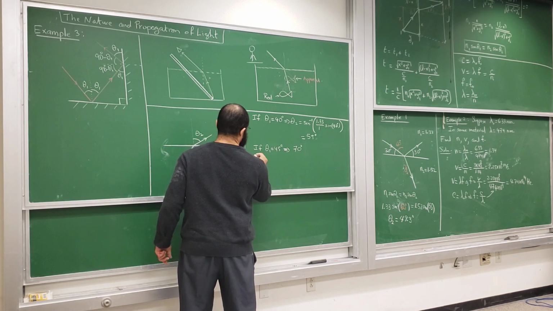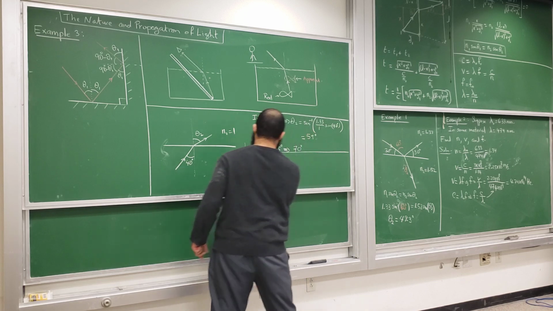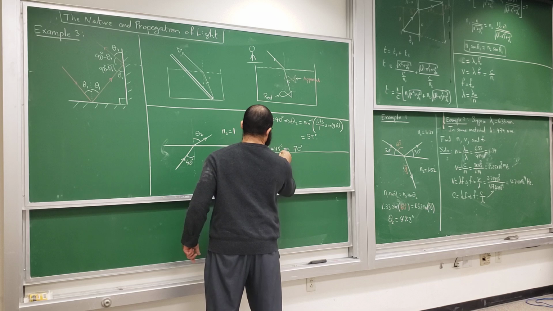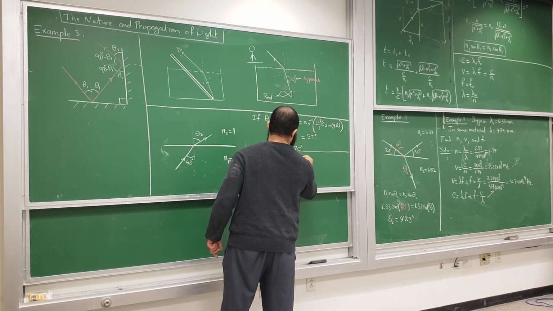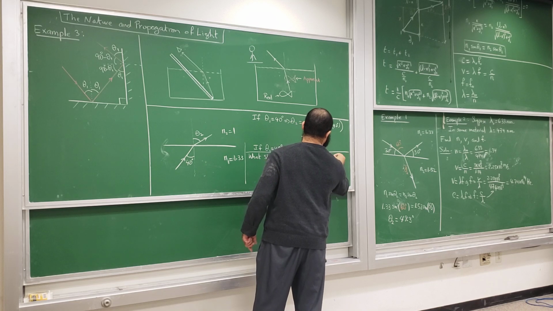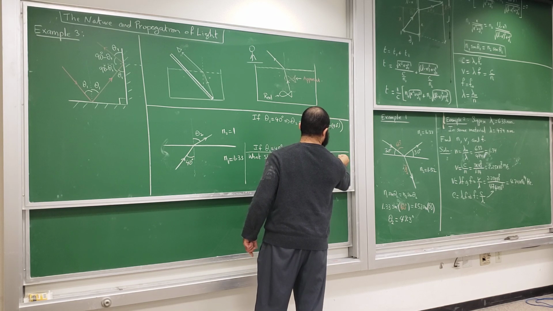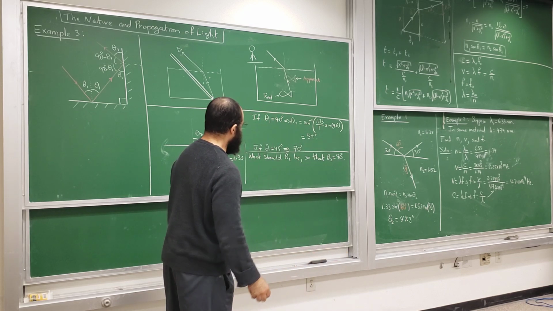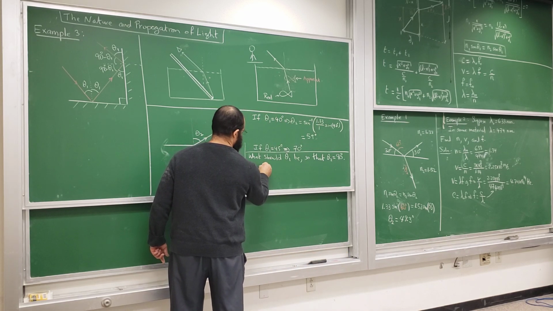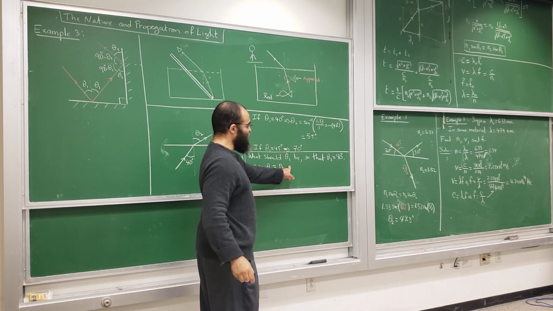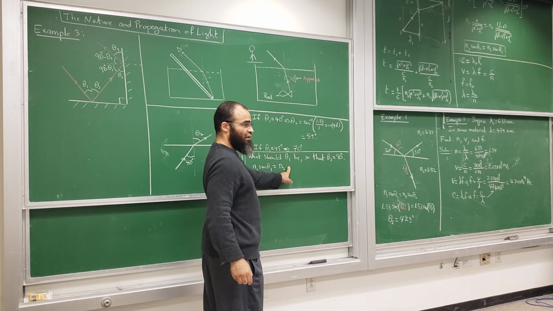So let me write it here. State the problem. What should theta 1 be so that theta 2 equals what? What do I want theta 2 to be? 90 degrees. Okay. So what should theta 1 be? Well, you got N1 sine theta 1 is equal to N2 sine of 90. What's the sine of 90? 1. So it's just equal to N2.